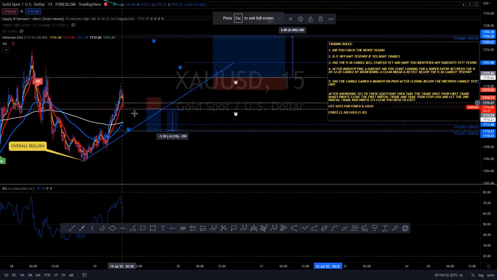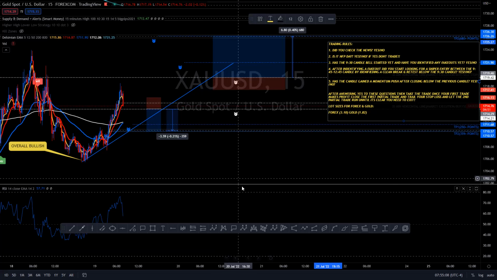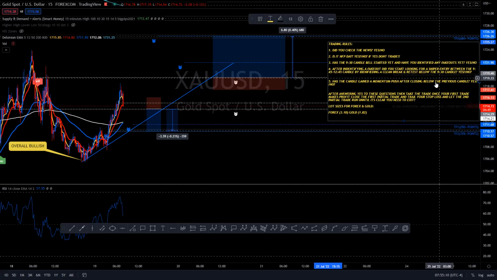Now I see that price is approaching my entry point, but I don't think price is ready yet. So I need to wait until the New York session starts to see what price is going to do. So more likely I'm going to wait for the 9:30 bell. So we'll see what happens, guys. Be right back.